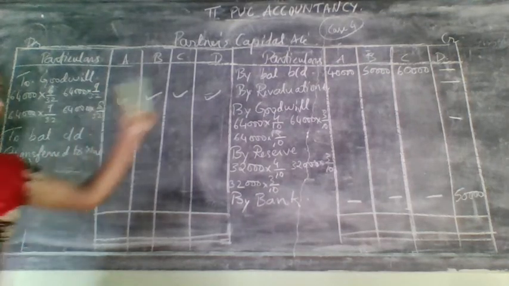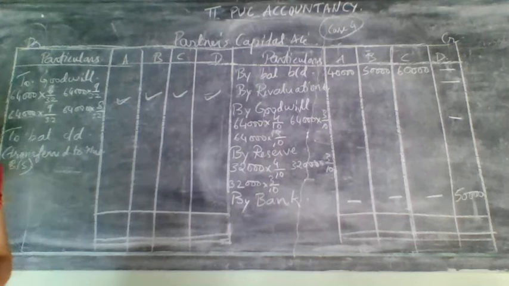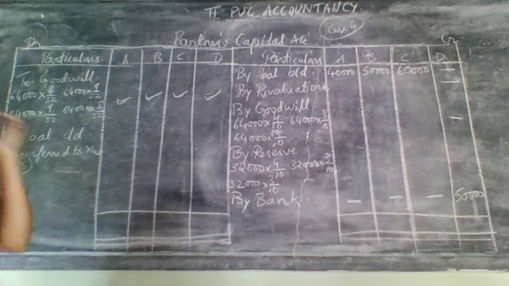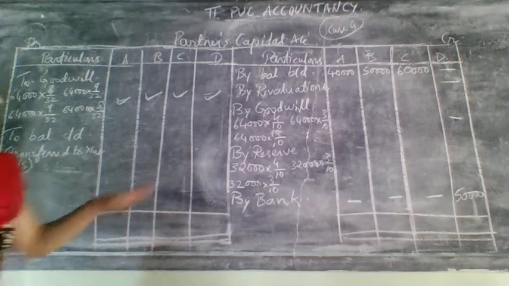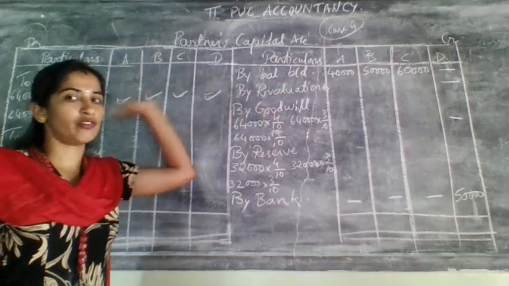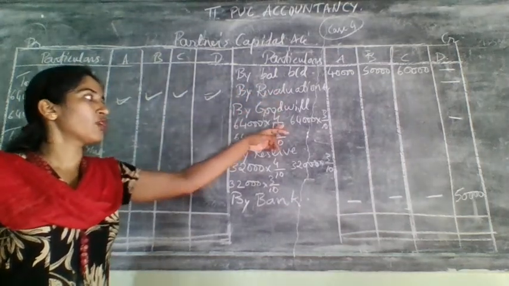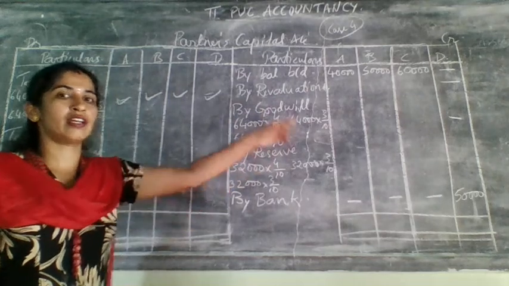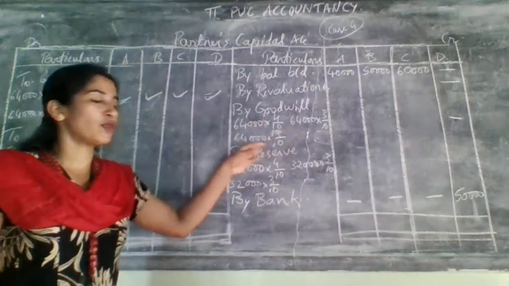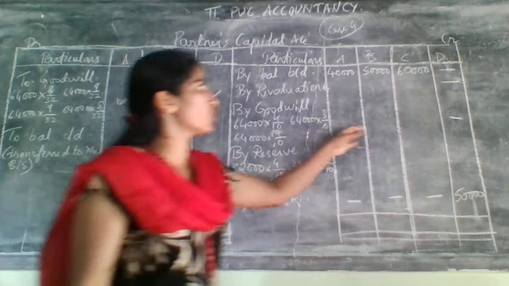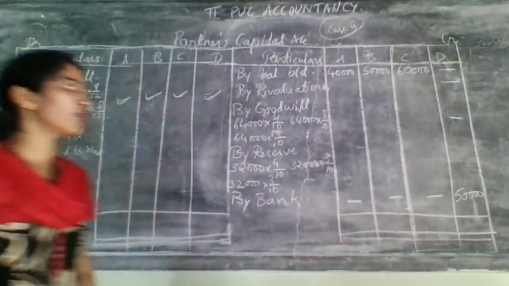Understood this? I have left so many columns like that only. That means you need to distribute and write. Do it in your calculator and write. Revaluation account, anyhow you will get it from the revaluation account. Goodwill I have written here how to do that. Just distribute among the old partners in the old ratio and write it for all the 3 old partners.